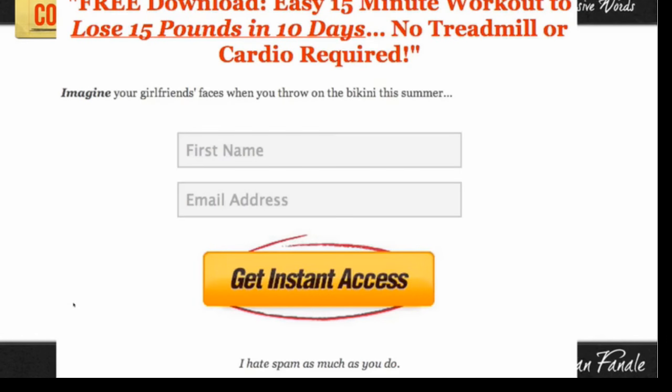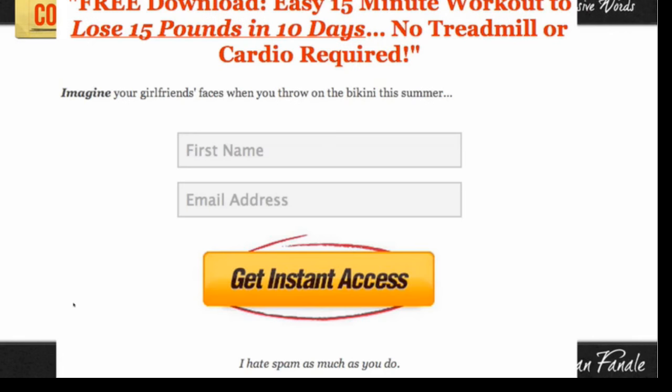Just say it. So this was the example of the hidden benefit, the real benefit of what one of my products could be. Lose 15 pounds in 10 days. I've got a free download, an easy 15-minute workout to lose 15 pounds in 10 days. No treadmill or cardio required. Imagine your girlfriend's face when you throw on the bikini this summer. That's the capture page. That is the lead bait, and the goal is to exchange: I'm going to give them that download in exchange for their email address.